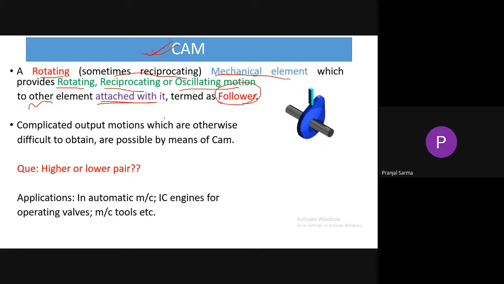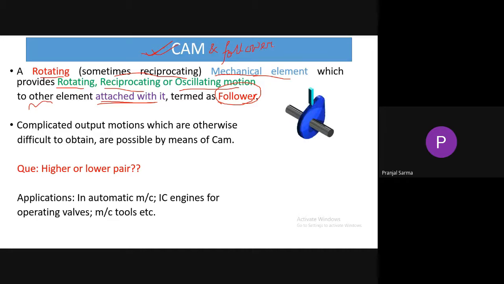Now you might be wondering, you have so many other mechanisms that you already know about for providing motion from one element to another. You have heard about gears, you have heard about different belt pulleys, etc., and maybe you have also studied that an electric motor can give you certain motion. So now you have other mechanisms. You might be wondering why this particular cam and follower is also required. Actually, the thing is something like this.